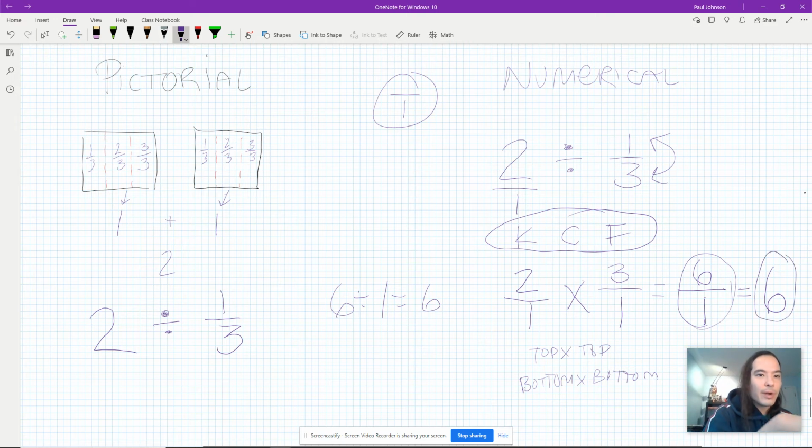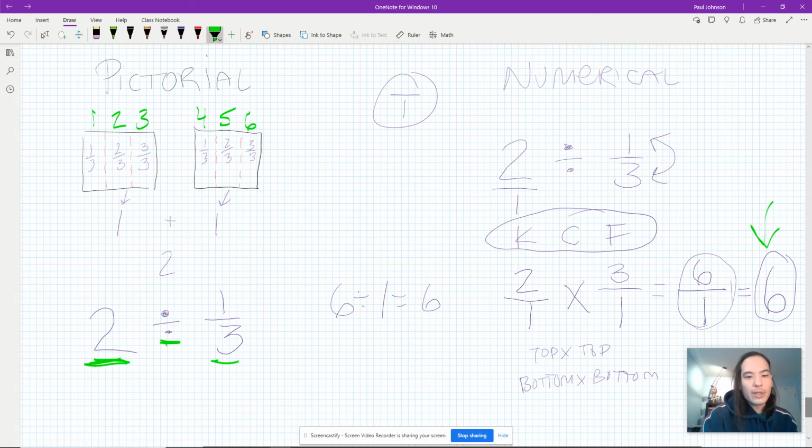And if you look over here, how many pieces do we have? 1, 2, 3, 4, 5, 6. So that's how the pictorial representation matches the numerical representation. The answer was how many pieces we ended up with when we cut two wholes into 1/3 size pieces. So we took two wholes, we divided them into 1/3 size pieces, and we got 1, 2, 3, 4, 5, 6 pieces. There's 6 1/3 size pieces.